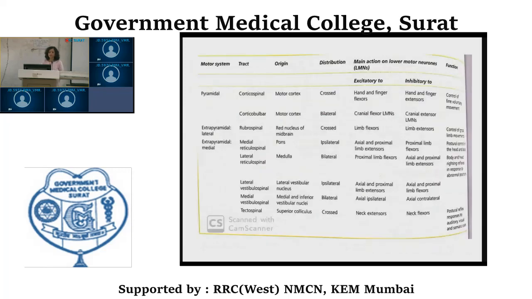Now, this is the table. From here we can see the pyramidal tracts, which show the origin, distribution, main action on the lower motor neuron, whether it is excitatory or inhibitory, and the function of the tract. The pyramidal tract, as I had told you, is corticospinal and corticobulbar. Both of them originate from the motor cortex.